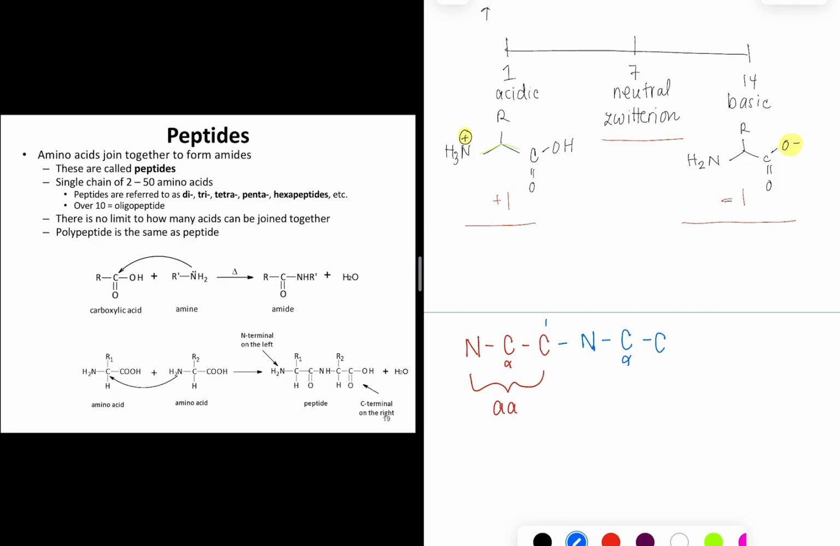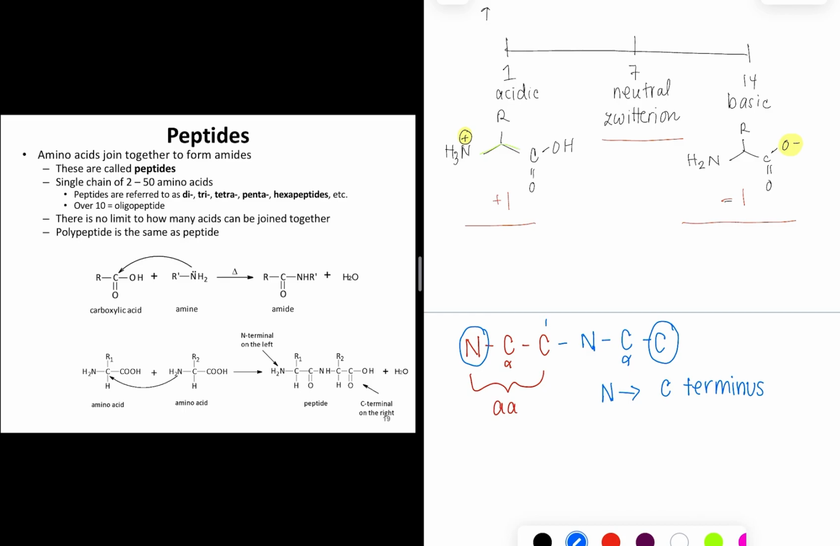When we put these amino acids together, you notice that you always have an N on one side and a C on the other side. So we think about amino acids or peptides always being written from the N to the C terminus. That just means from the amine N to the carboxylate end. So it's always going to be from the N to the C terminus.